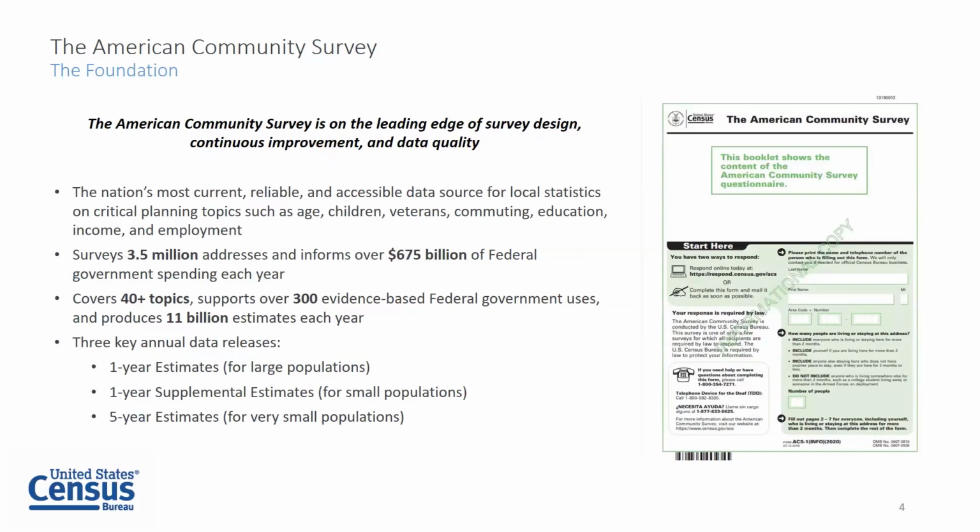Businesses and communities use these estimates to make vital decisions, including where to locate hospitals and schools, what transportation needs exist, and what goods and services businesses should provide to customers. We release 3 different sets of pre-tabulated estimates each year in the form of 1-year and 5-year period estimates, as well as 1-year supplemental estimates.